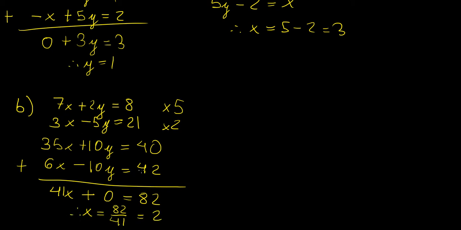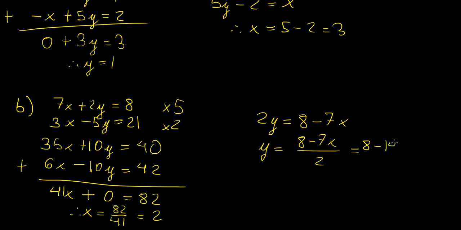And now to solve for y, all we need to do is plug it into one of these formulas. So let's plug it into the first one. So we have 2y is going to be equal to 8 minus 7x, and then y is going to be equal to 8 minus 7x divided by 2. So if we put 2 in this equation, we have 8 minus 7 times 2 is 14, divided by 2. Okay, so the top is going to become minus 6 divided by 2, which is minus 3. And that's going to be our final values for that system of equations.